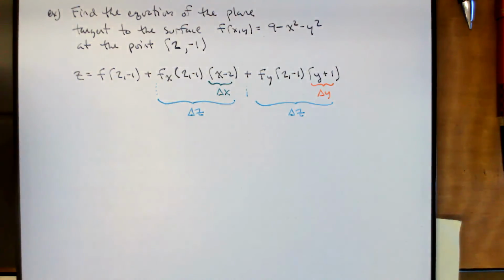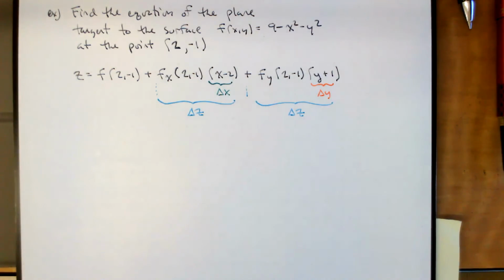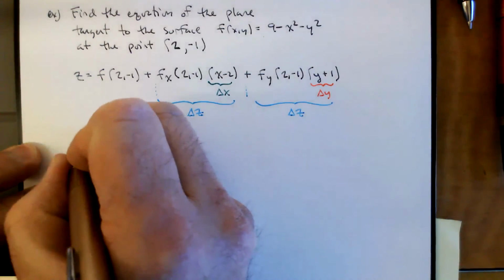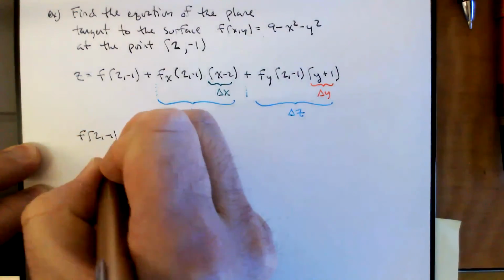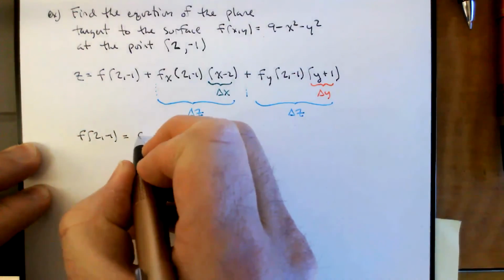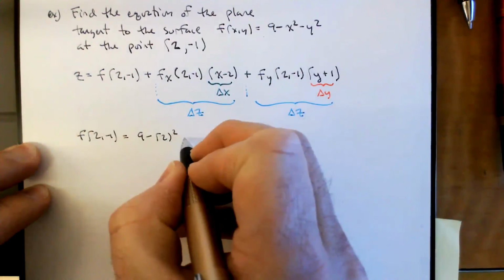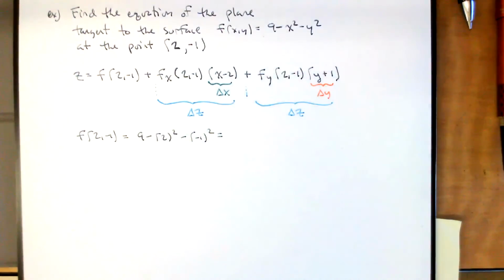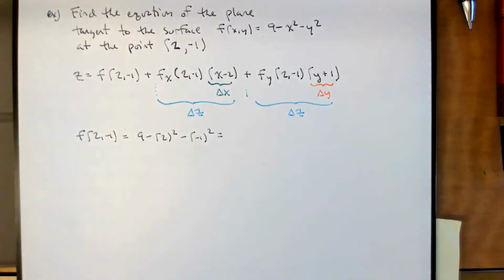Let's make some calculations. So I need f of 2, 1. That's going to give my starting point. Sorry, (2, -1). So that's going to be 9 minus 2 squared minus a negative 1 squared. So 9 minus 4 is 5, minus 1 is 4.